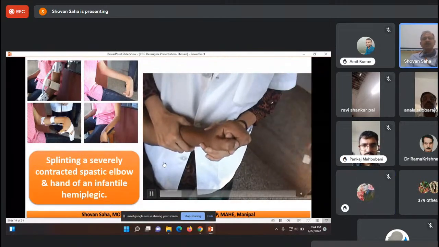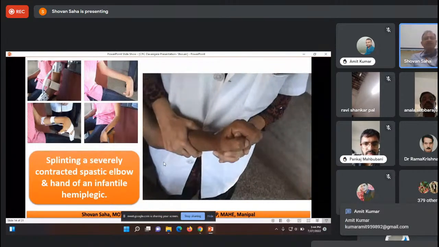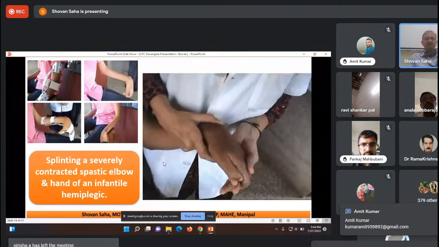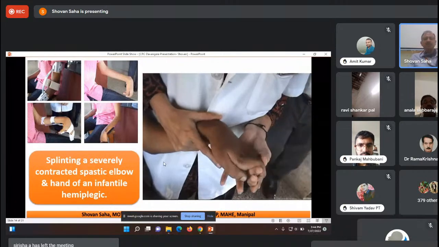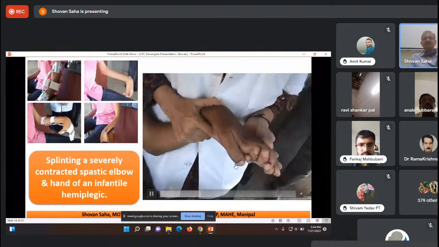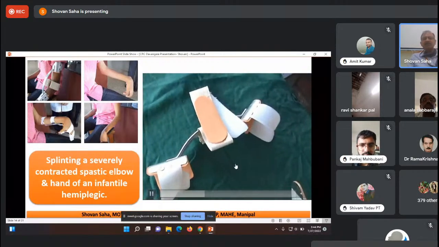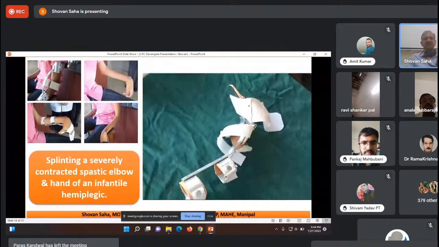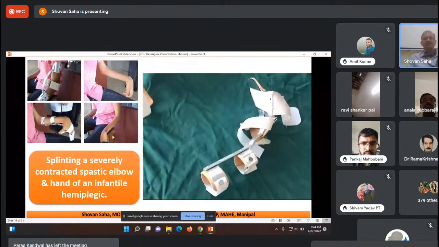Okay. Thank you. So this is a hand. This is the hand of an infantile hemi, when he came here, probably around 18, 20 years old. And you can see it's getting demonstrated how the spasticity and the contracture is. And this is a very usual presentation.